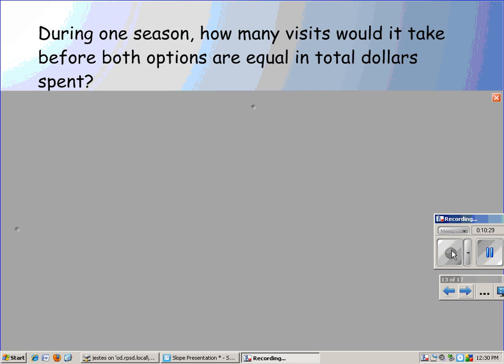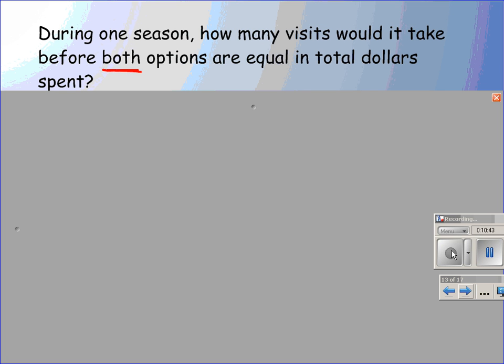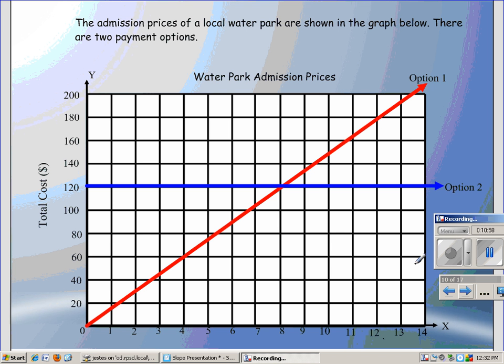Okay, next question. During one season, how many visits would it take before both options are equal in total dollars spent? Again, we're going to go back to the graph so you can look at it to solve the problem. We're going to give you 15 seconds. Remember, as you're looking at the graph, we are looking to find how many visits it will take before both options are equal in price. You have 15 seconds.